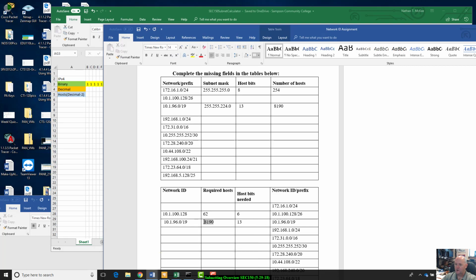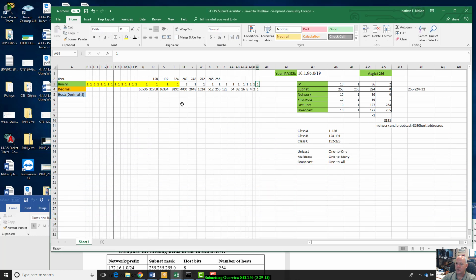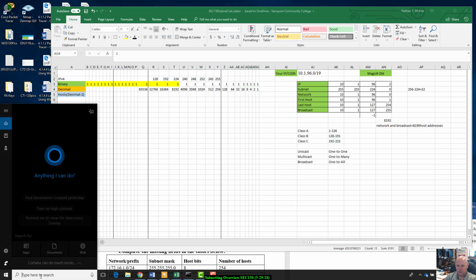So you have 8190 possible host addresses, and it shows you right there. And if you do 2 to the 8, 9, 10, 11, 12, 13, 2 to the 13th power, you can double check it.